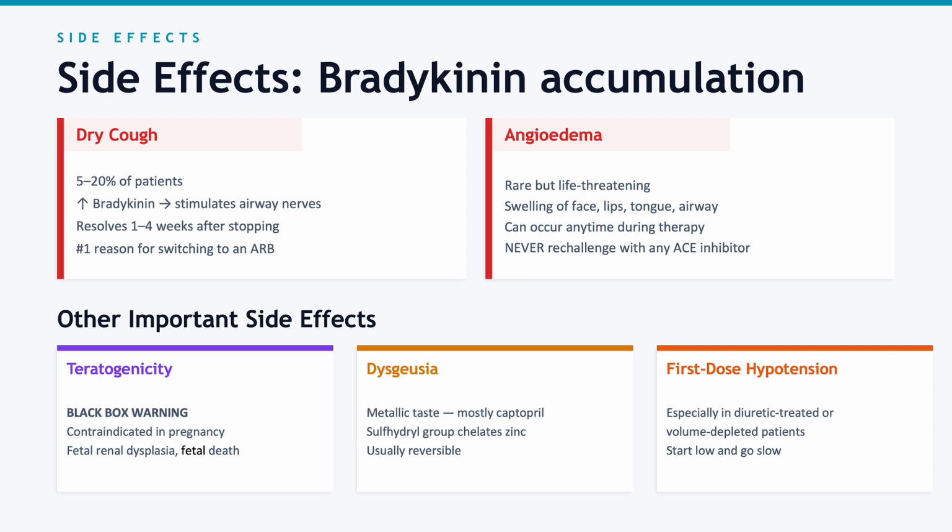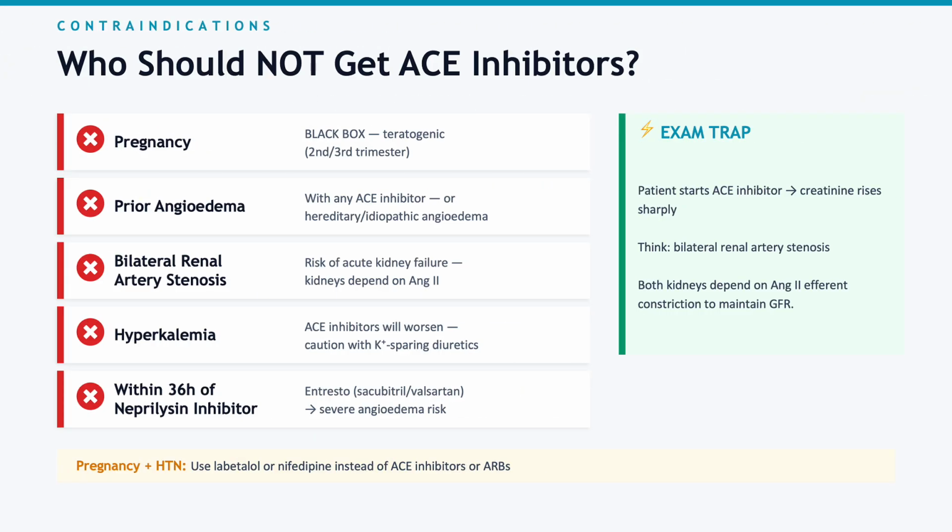The mechanism relates to impaired fetal renal development from loss of angiotensin II-mediated efferent arteriolar tone. If a patient becomes pregnant while on an ACE inhibitor, discontinue immediately. This is a list of contraindications of the patients who should not receive ACE inhibitors. Pregnancy. See black box warning.